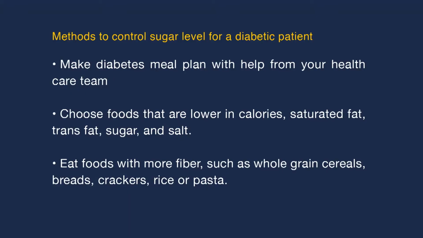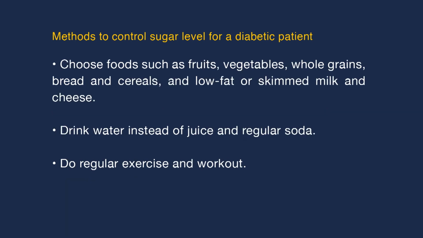Make a diabetes meal plan with help from your healthcare team. Choose foods that are lower in calories, saturated fat, trans fat, sugar and salt. Eat foods with more fiber such as whole grain cereals, breads, crackers, rice or pasta. Choose foods such as fruits, vegetables, whole grains, bread and cereals and low fat or skimmed milk and cheese. Drink water instead of juice and regular soda. Do regular exercise and workout.